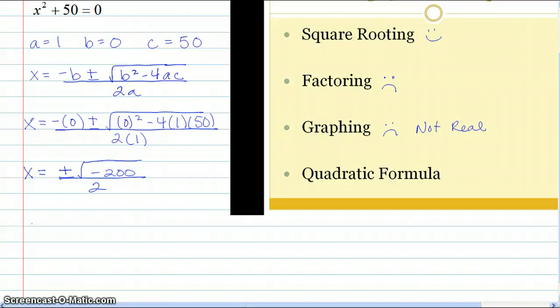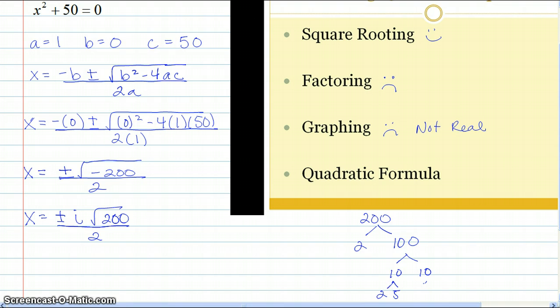So when we're here, plus or minus, negative sign, you have to pop out an i. So square root of 200 over 2. Again, it may help to break apart 200 using your factoring tree. So 2 and 100. 100 could be 10 and 10, 2 and 5. Again, there's no really correct method for doing this. So I would have a pair of 2's and a pair of 5's.